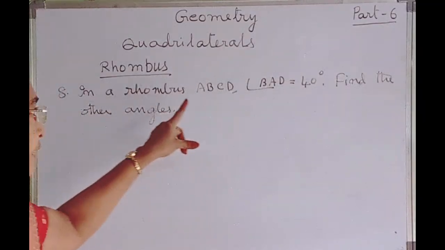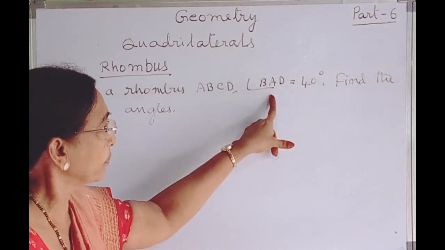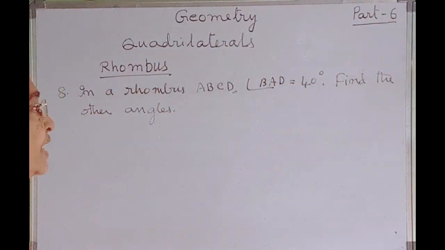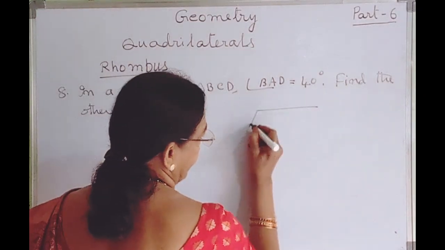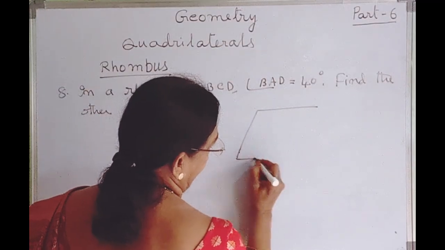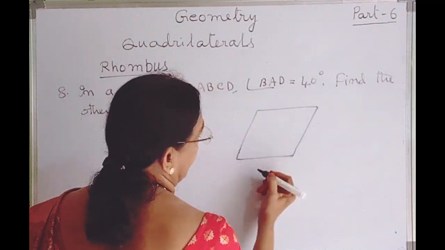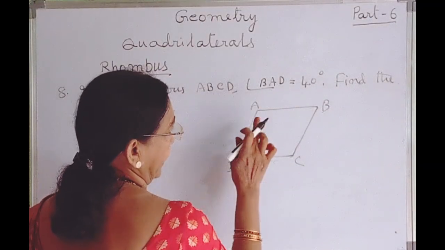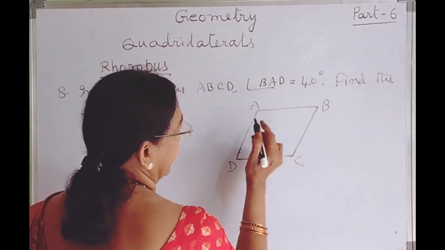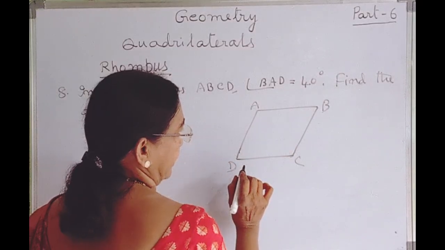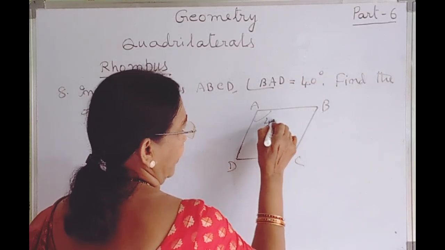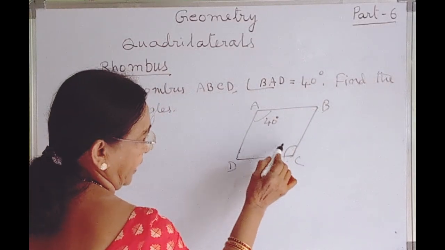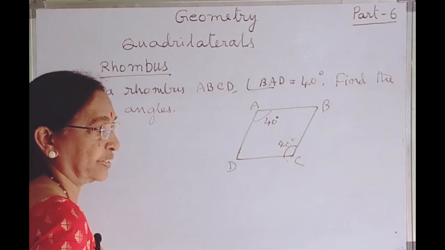Next, eighth problem. In a rhombus ABCD, angle BAD is equal to 40 degrees. Find the other angles. Let us draw the rhombus ABCD, with angle BAD, this angle, as 40 degrees. Find all the other angles. So, opposite angles are equal. Therefore, angle C is also equal to 40 degrees.